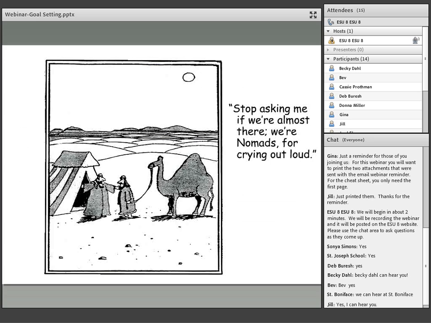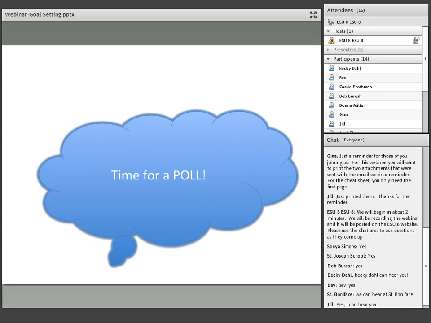All right, so just starting with a little cartoon here. We're talking about goal setting, and our goal is really going to give us the path to tell us where we're going to be going. So as the nomad is saying, "Stop asking me if we're almost there. We're nomads, for crying out loud." We definitely don't want to be nomads as we're going through progress monitoring for kids. We want to know exactly where we're going. So our goals are going to help us do that.